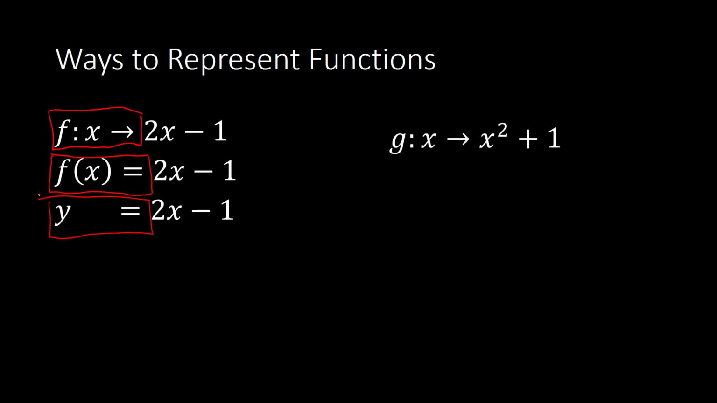So one more, here we have g colon x with an arrow. What that means is g of x equals, or it can be the same thing as y equals. And by the way, I'll point that out now.